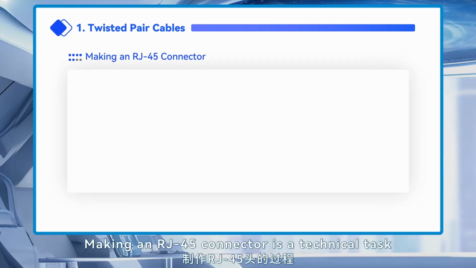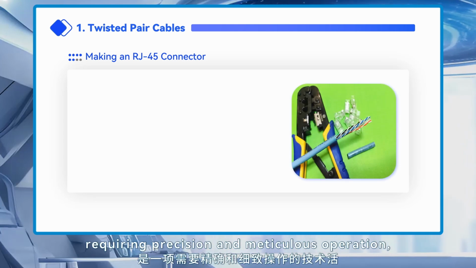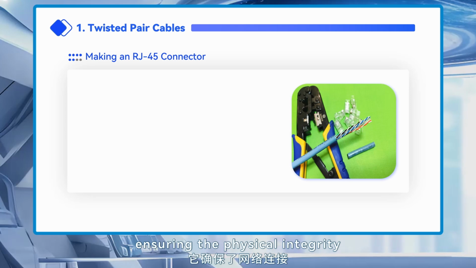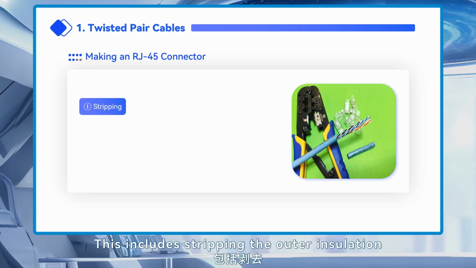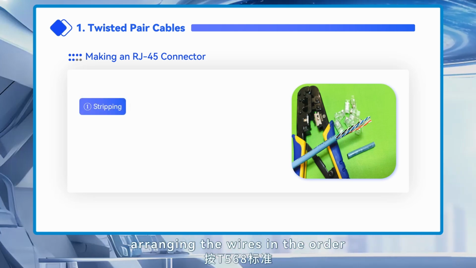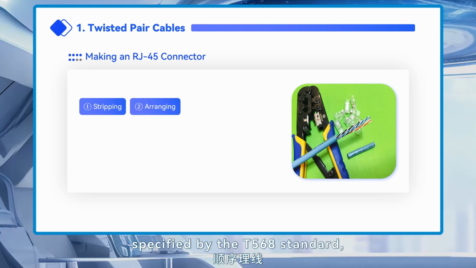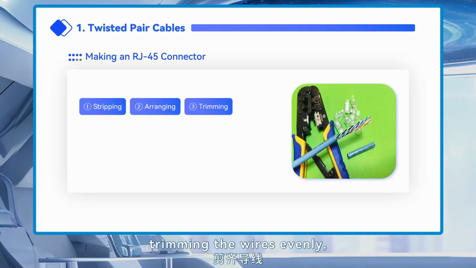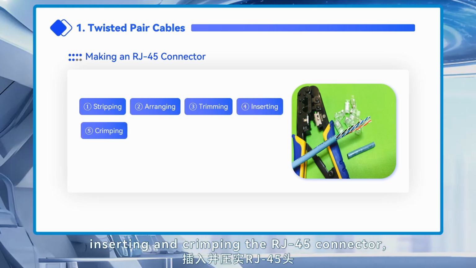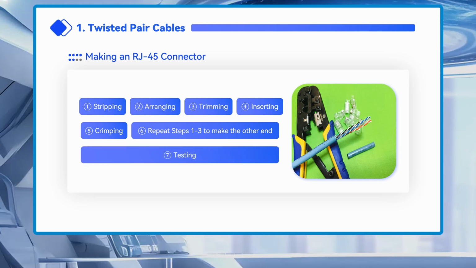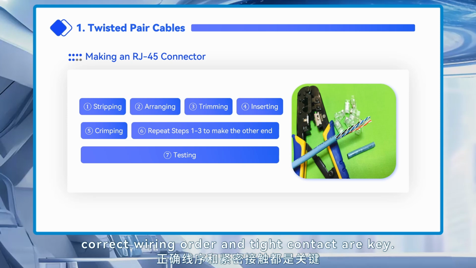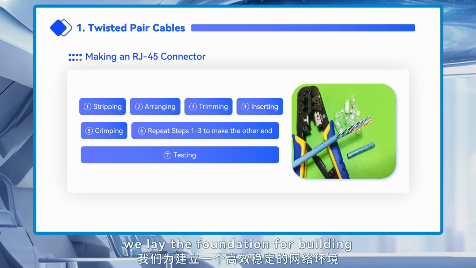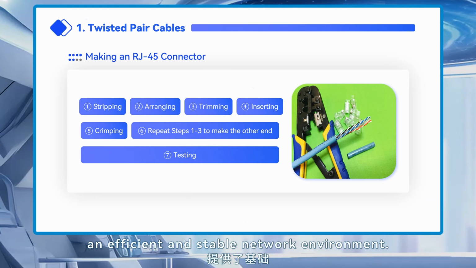Making an RJ45 connector is a technical task requiring precision and meticulous operation, ensuring the physical integrity and signal transmission stability of the network connection. This includes stripping the outer insulation of the twisted pair cable, arranging the wires in the order specified by the T568 standard, trimming the wires evenly, inserting and crimping the RJ45 connector, and testing with a network tester. Precision in this process is crucial. Whether it's a straight-through or crossover cable, correct wiring order and tight contact are key. Through these steps, we lay the foundation for building an efficient and stable network environment.